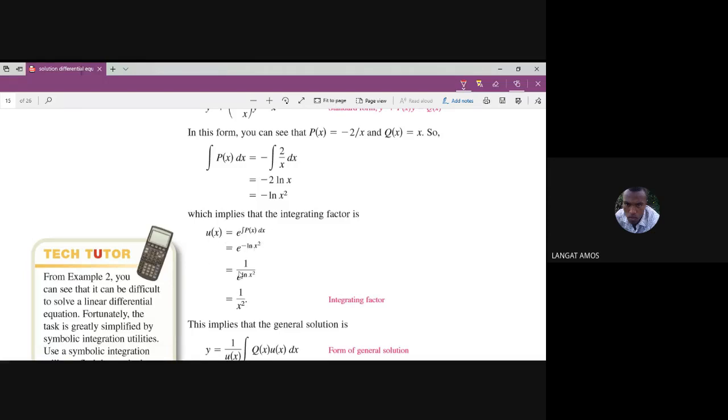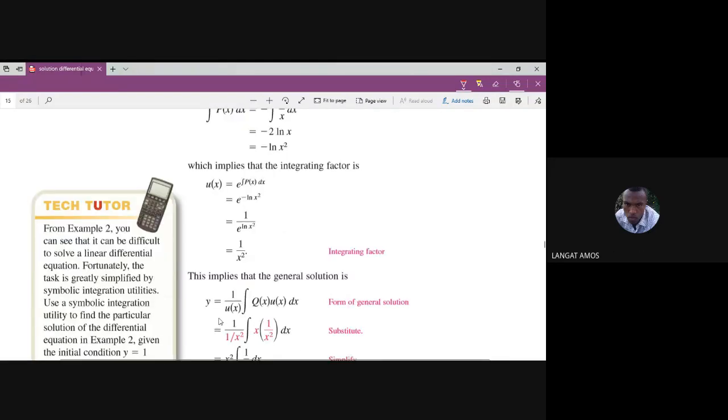After getting that one, we say 1 all over u, which is 1 all over e raised to ln x square, and that is the same as x square.